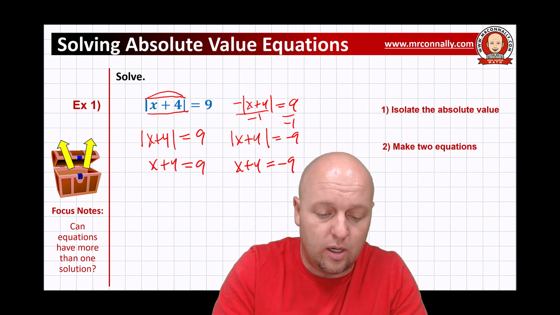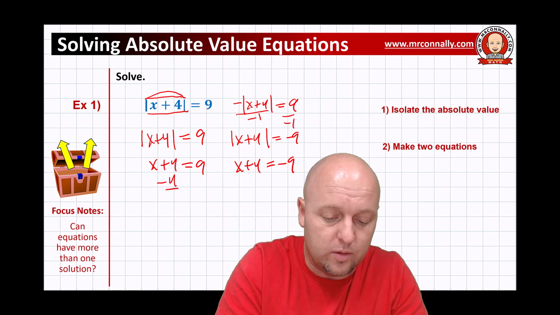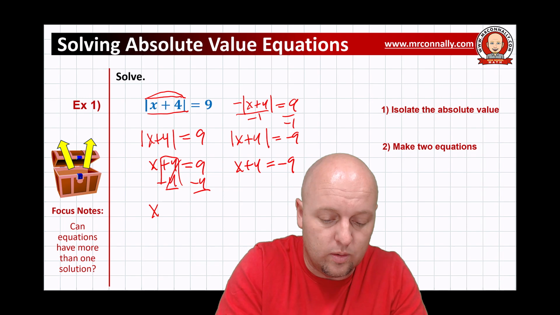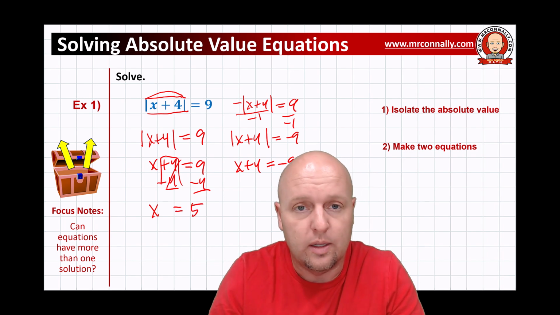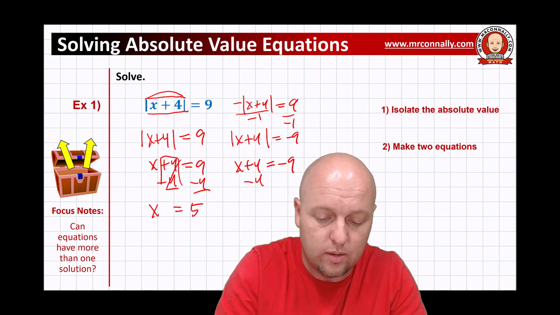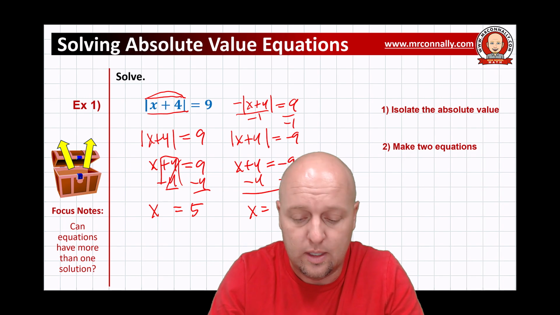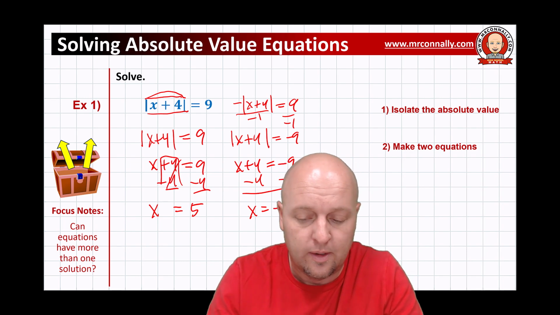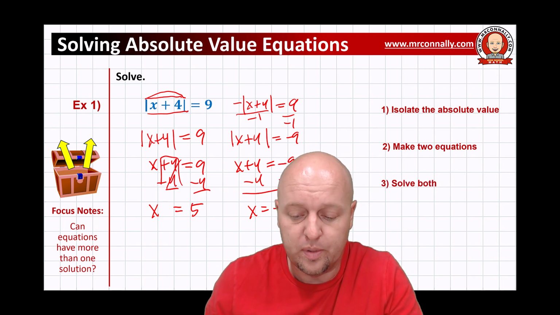Okay, now we just solve. So we would subtract 4 from both sides. That gives us x equals 5. And then on the other one, we subtract 4. But this time we're taking it away from -9, and that's going to give us x equals -13. Okay, so we've solved both of the equations.